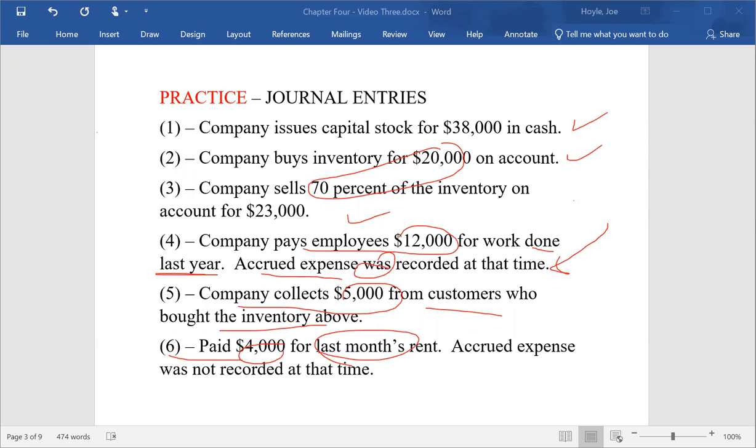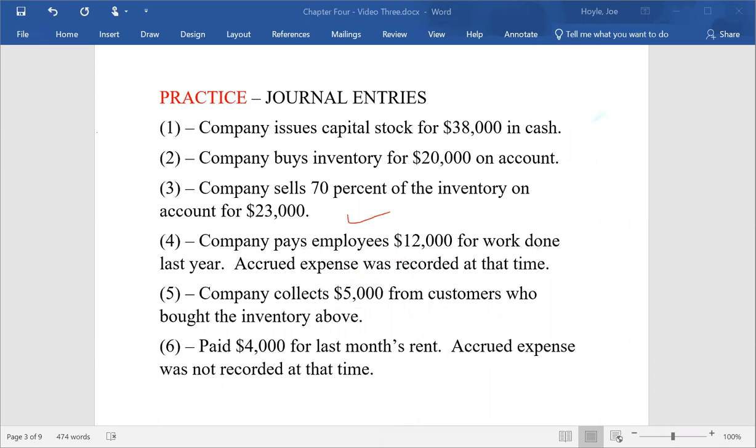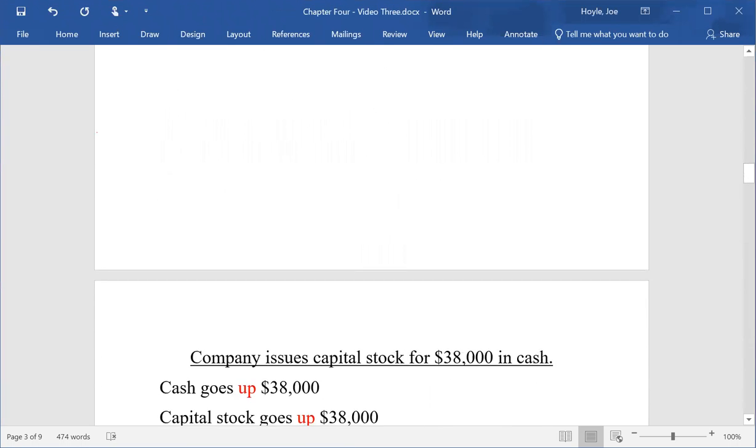This is again going back into the past. It's an accrued expense and it was not recorded. Notice in 4, it is recorded, and in 6, it's not recorded. I wanted to do both sides, or both possibilities, just to give you practice on doing them both ways that we have previously looked at. Now we're going to do these 6, maybe once or twice. And once you do that, I think you'll start feeling comfortable with double entry bookkeeping.